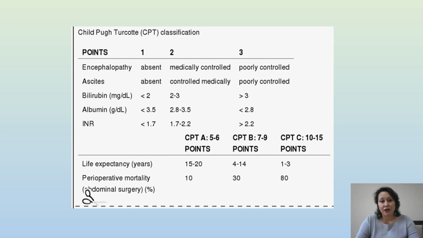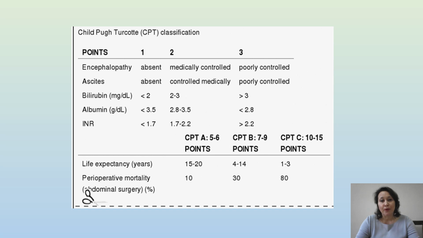For classification of liver cirrhosis, in practice we use the Child-Pugh classification. This scale includes 5 indexes like stage of encephalopathy, ascites, level of bilirubin, albumin, and international normalized ratio. According to these points we calculate the stage of the patient, and you can see on this slide that a patient with liver cirrhosis stage C has a poor prognosis and life expectancy.